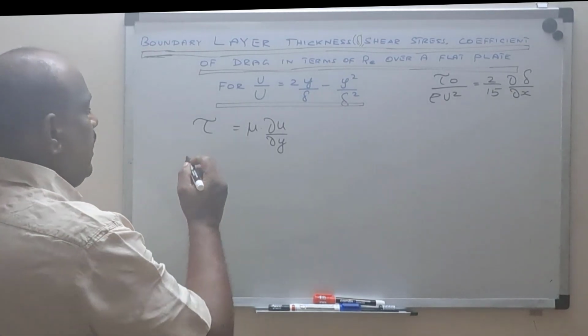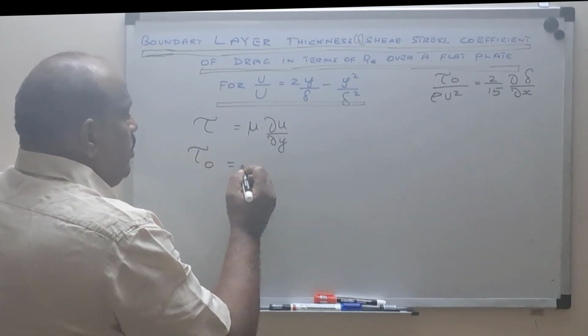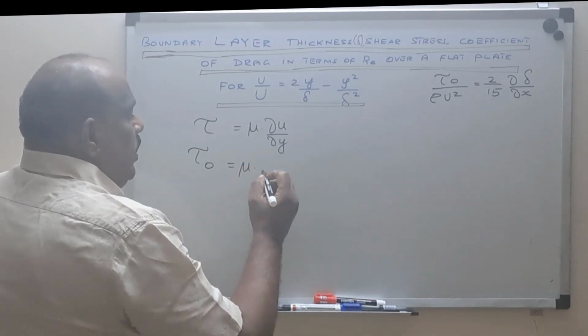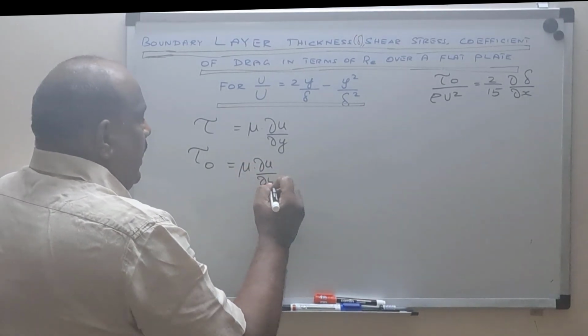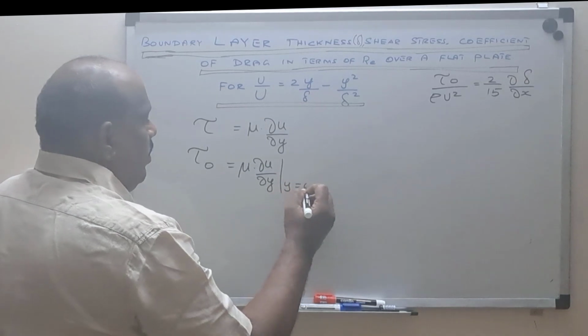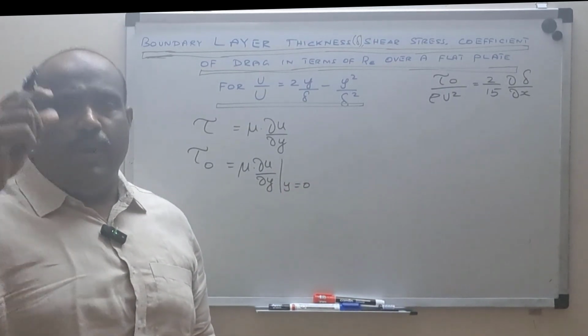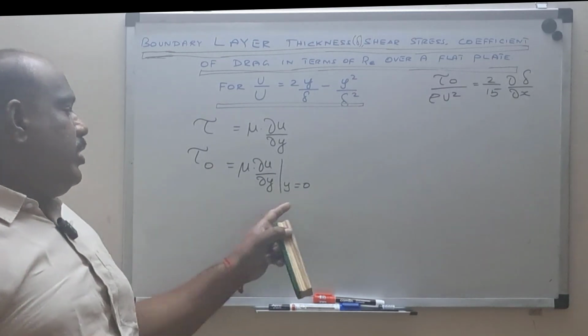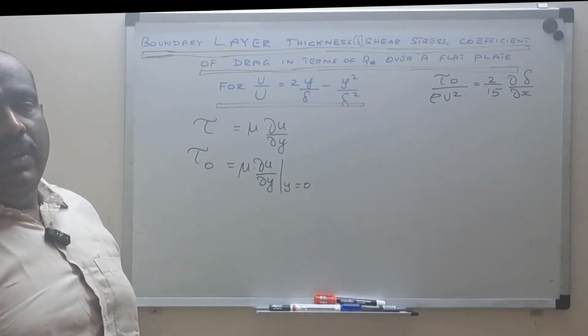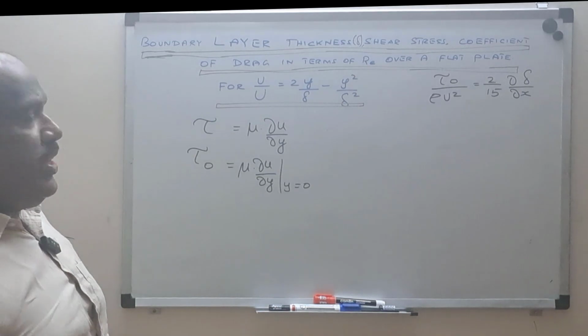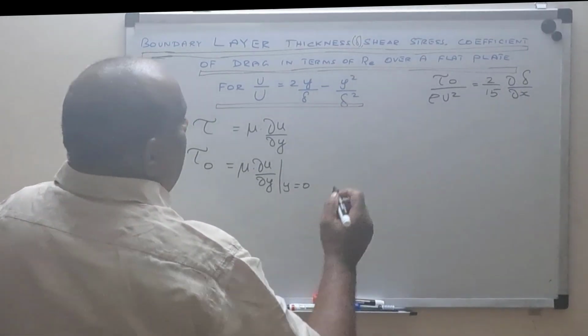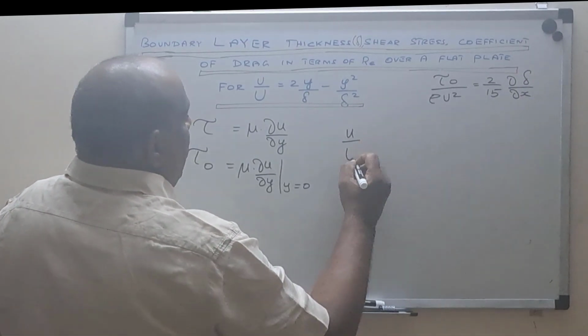So it will be called as tau w or tau naught, which will be given as mu into dou u by dou y at y equal to 0, because we want the wall shear stress. So the wall shear stress can be obtained when y becomes 0. So when y equal to 0, we are trying to find the value of shear stress, that is wall shear stress.